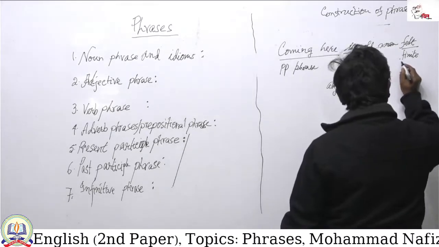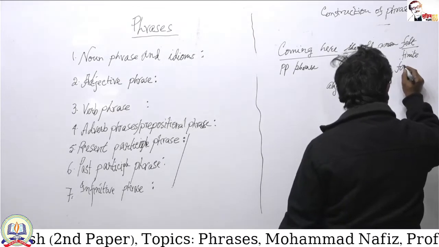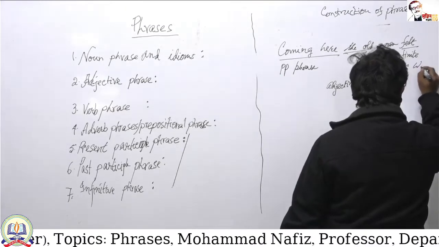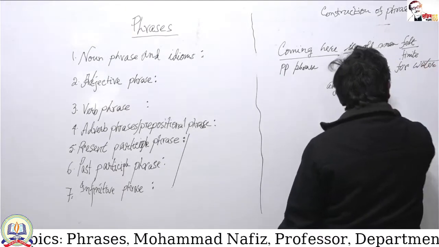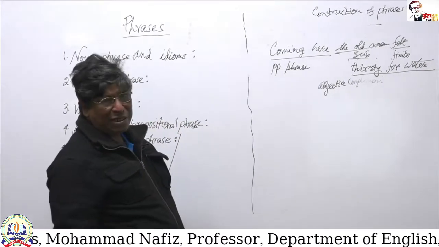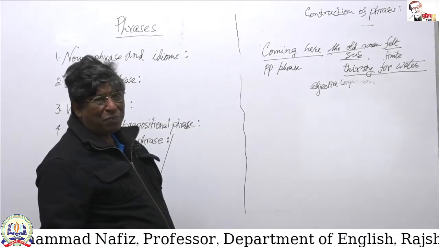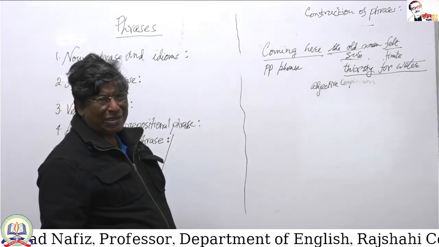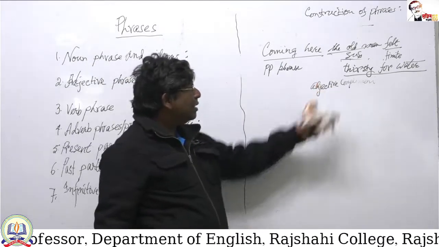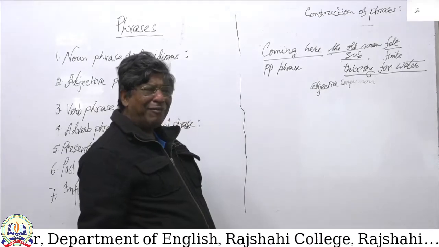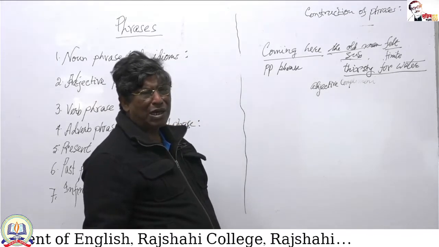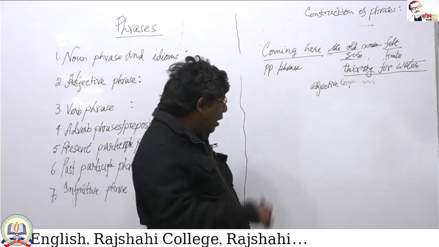If we extend this complement with a few more words, coming here, the old man felt thirsty for water. Thirsty for water is a phrase that makes the complement of the sentence like the single adjective thirsty. So this complement is in a phrase form. What type of phrase is it? What parts of speeches are there in this phrase?